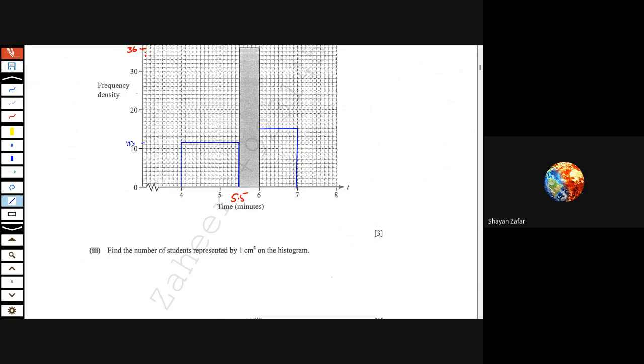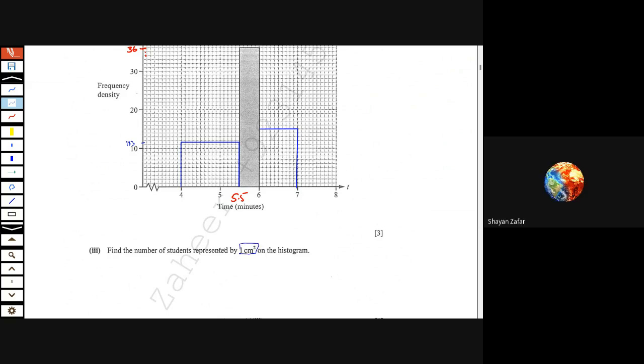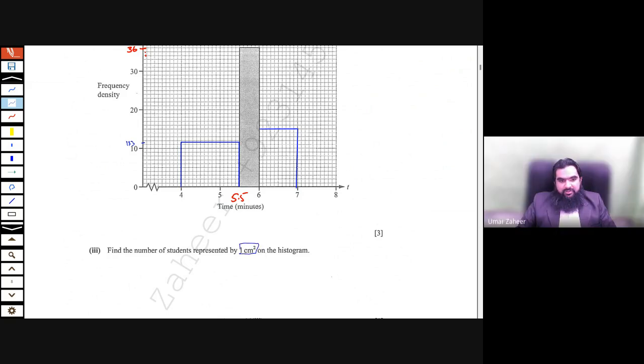Sir, for the third question, I don't understand it fully. The number of students on the histogram. Yes, the next one we have to find the number of students represented by 1 centimeter square on the histogram. You have to take a part of 1 centimeter here and check how many students are going to be shown here.